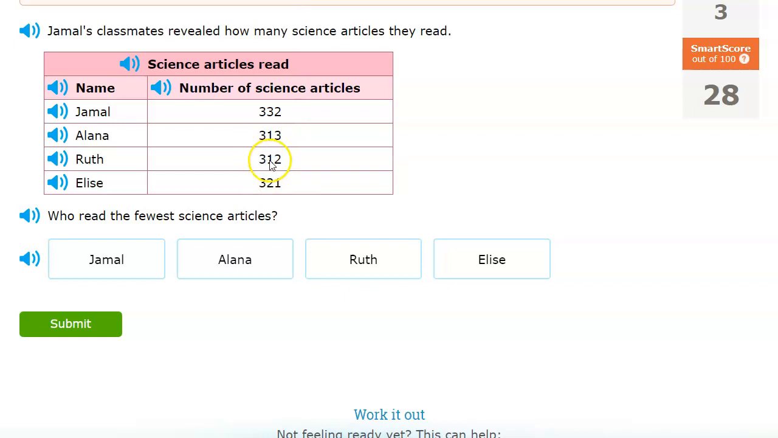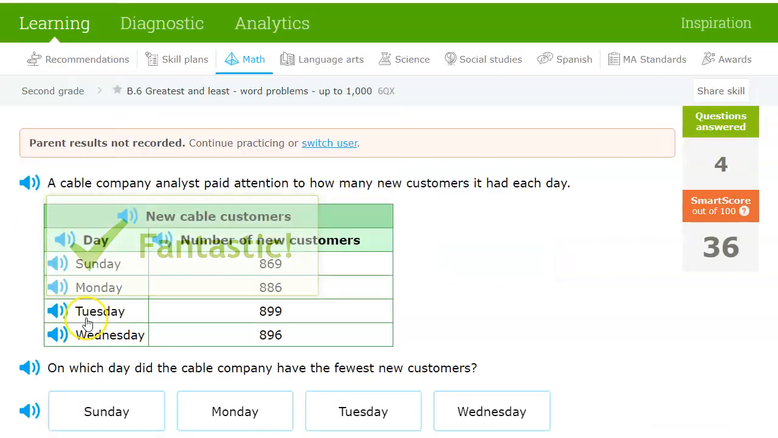3, 1, 3, 1. So let's look at the last digit to see which one is the fewest or the least. So 3, 1, 3 or 3, 1, 2. Is 3 or 2 lower? You got it. Look over, and it's Ruth. Ruth read the fewest science articles.